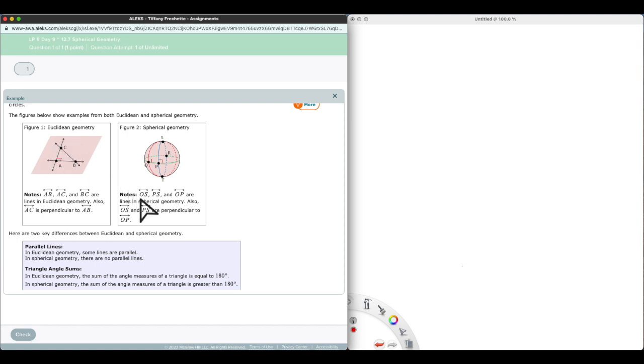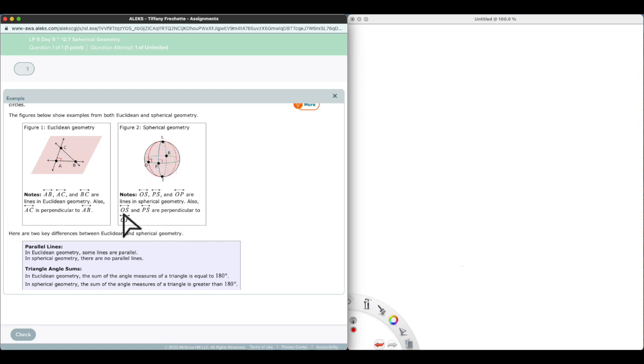Then we have OS, PS, and OP. These are lines in spherical geometry, and like I said, they go all the way around the circle, and they basically connect back to each other, don't they? So they're not just a flat line that keeps going left and right, or whichever direction they're going. They're actually going in a circle.